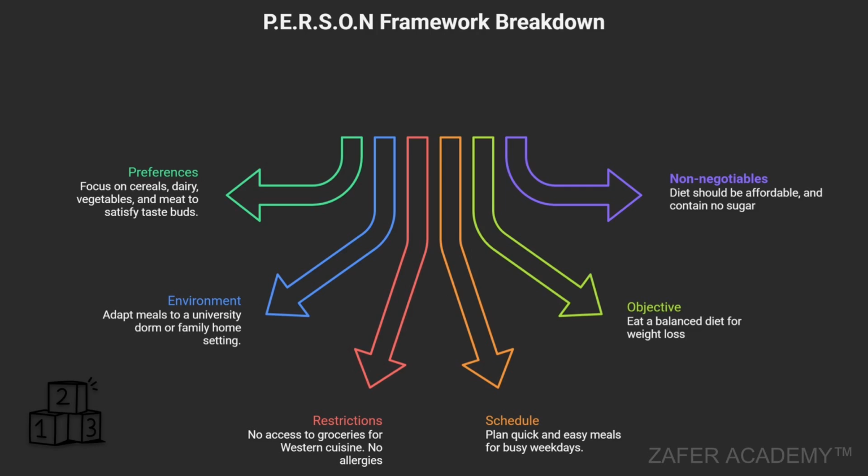The next thing is the restrictions. On the issue of dieting, a restriction we can see here is no access to groceries for Western cuisines, and no allergies. Remember that restrictions are things that can affect the achievement of the overall goal. Dieting is a very, very global thing. It's a very large topic. There are so many kinds of cuisines when it comes to dieting. There are so many things to consider.